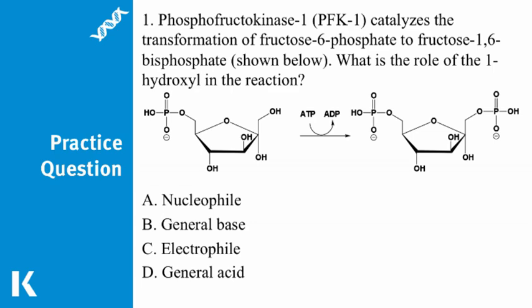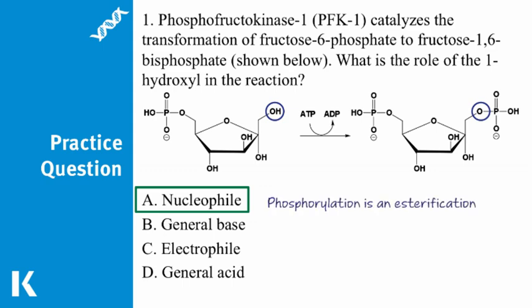Here you're being asked about the role of the hydroxyl group in a phosphorylation reaction. The answer is A, nucleophile. Phosphorylation, which is essentially an esterification reaction, involves the nucleophilic attack by a hydroxyl group on a phosphate group. Given the excess charge density on the phosphate group, it is clearly the electrophile. That makes the hydroxyl group in fructose 6-phosphate the nucleophile. If you got that one right, congratulations. If not, please feel free to go back and review as you feel necessary.